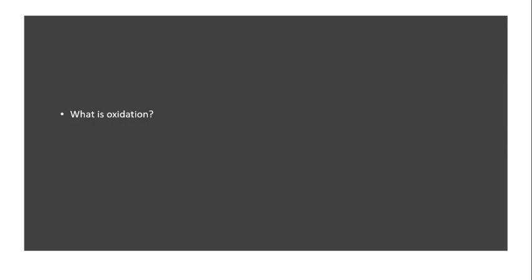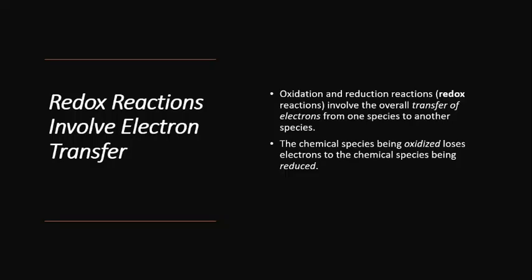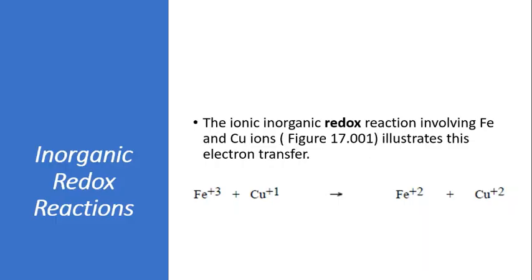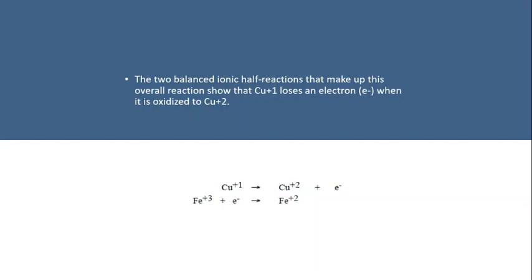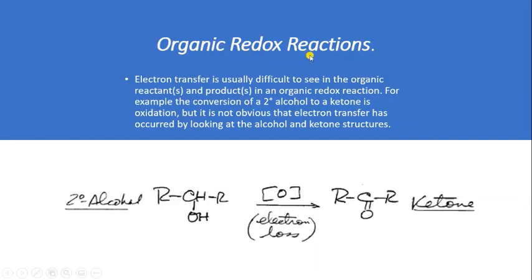In redox reactions, we usually see a definite, complete transfer of the electron from one species to the other. This happens normally during inorganic reactions, but it is quite uncommon in organic reactions, where we do not see the transfer of electron quite clearly.